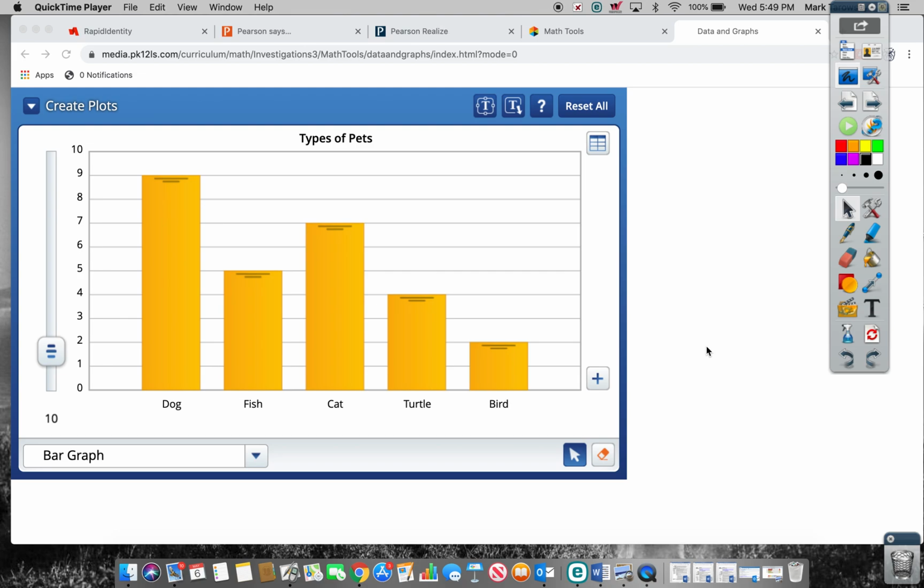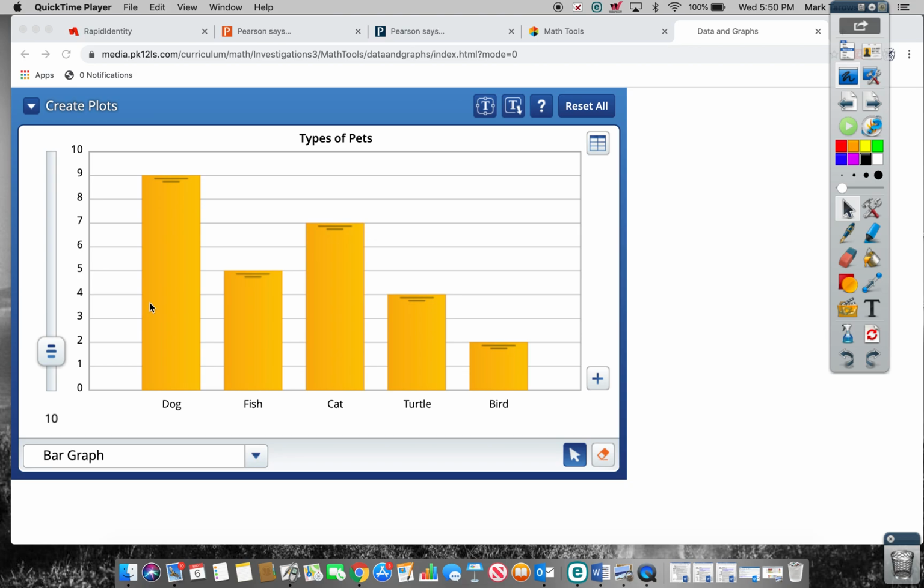Hello, second graders. As you can see, we're going to be starting our math lesson with a review on bar graphs. A graph is simply a tool used to represent data or information. This is a vertical bar graph. As you can see, each of the bars is going up and down, or vertically.